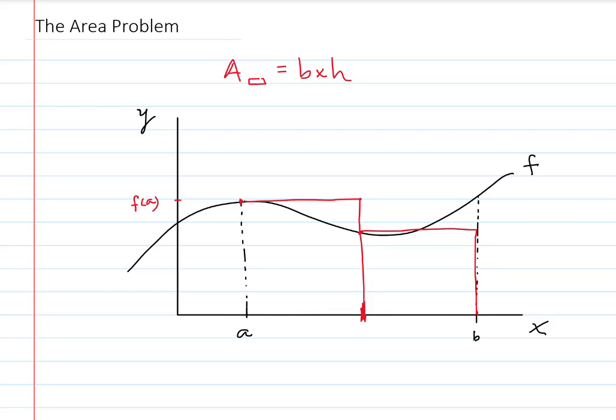So this distance right here, this width, is half of this length from A to B, right? And of course this will be the same thing. Now this will have a different height. That would be f of whatever this value is here. But the problem with this was that the area is not exact, as you can see, right?